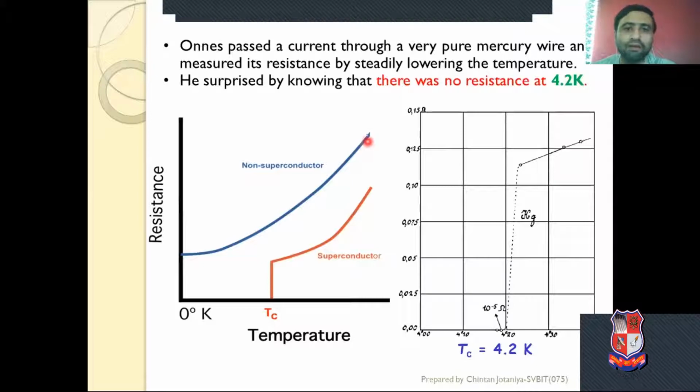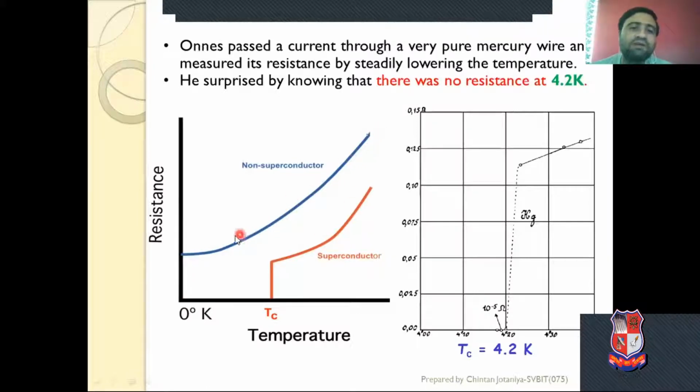So when Onnes passed current through mercury and measured the resistance while changing the temperature, he noted that a normal conductor, which I have highlighted here, a non-superconducting material, when he reduced the temperature, even at 0 Kelvin, this normal metal wire has some resistance present. So even at 0 Kelvin, these metal wires show some amount of resistance.